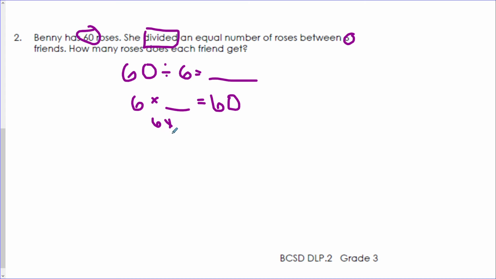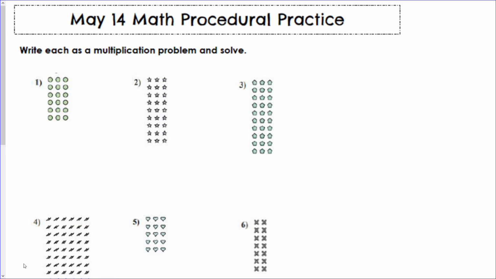Or if I start thinking, I know 6 times 1 is 6. If I add a 0 in there, 6 times for my multiples of 10, 6 times 10 equals 60. So this has to be a 10. So therefore, each friend gets 10 roses.